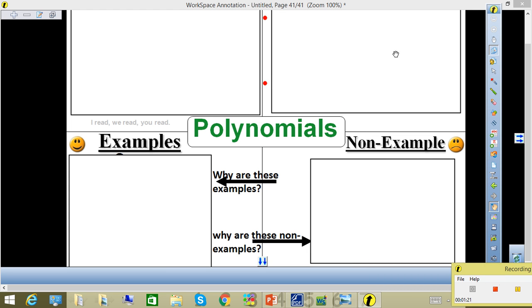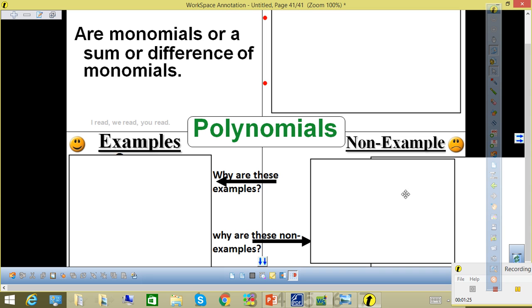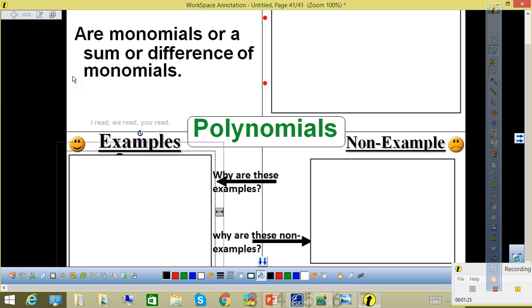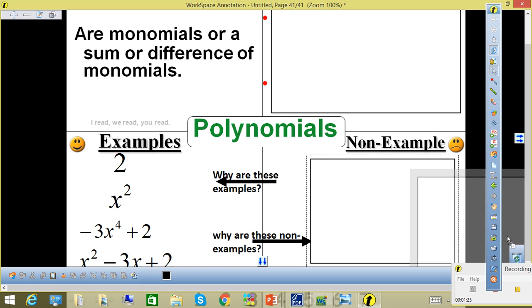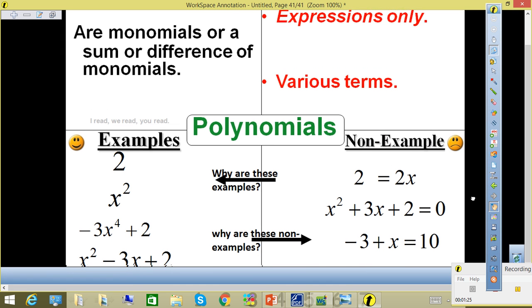Okay, let's see. Polynomials. Here it goes. Polynomials are monomials or sum and difference of monomials. Next, examples. There they are. Non-examples and critical attributes. Fill out whatever you don't have filled out yet.